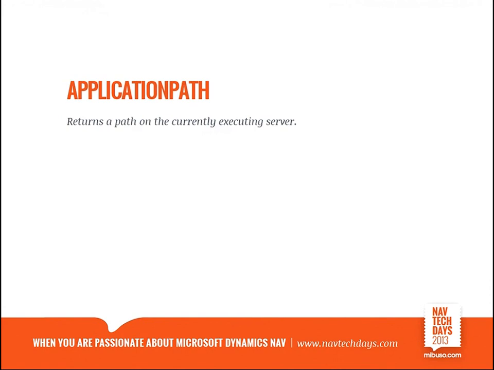Application path has nothing to do with tenants at all, but it will return the path on the currently executing server. As long as you're running a Windows client, you will have a sticky connection to a server, but if you're running web services, you will not. So if you imagine that somewhere in your app code on a page, you create a temporary file in the application path, chances are that next time that page is accessed by somebody, it can be a different tenant, a different user, or a different server.